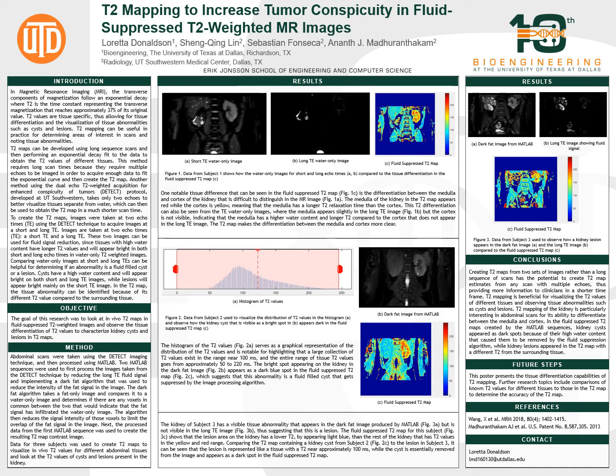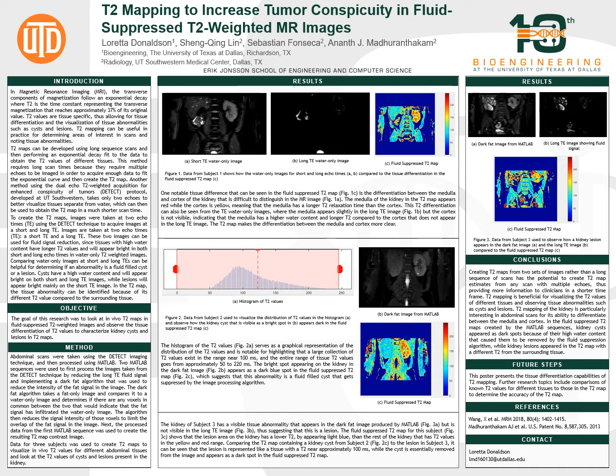Hello, I am Loretta Donaldson, and this is my poster over the use of T2 mapping to increase tumor conspicuity in fluid-suppressed T2-weighted magnetic resonance images. T2 values represent the time constant for the exponential decay of the transverse magnetization in magnetic resonance images, and these T2 relaxation times are tissue-specific, which allows us to use these values for tissue differentiation. Creating a T2 map can help us identify areas of interest in the image and see any abnormalities.